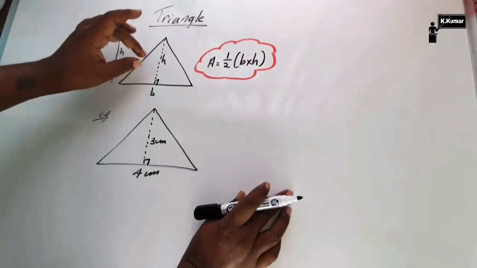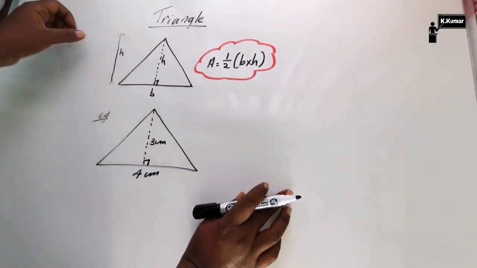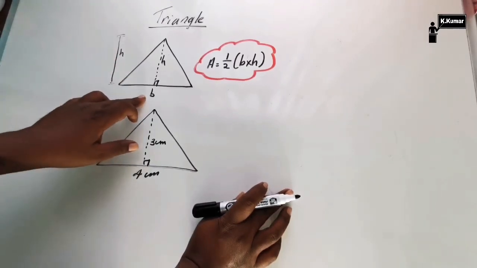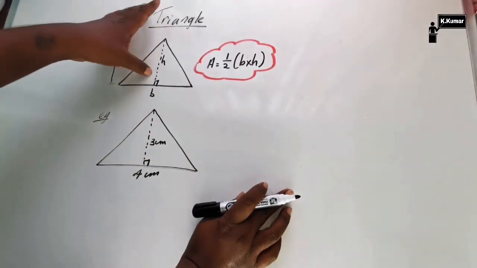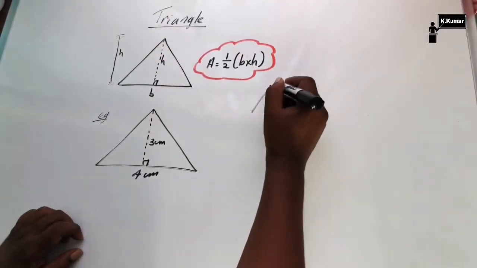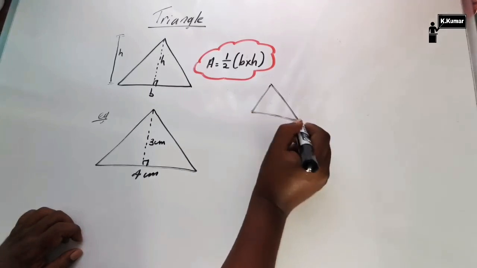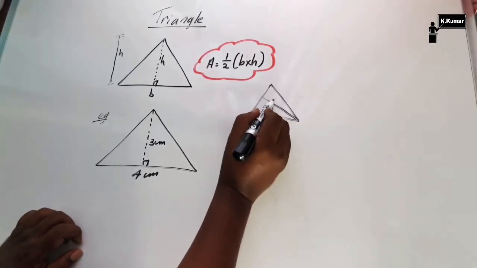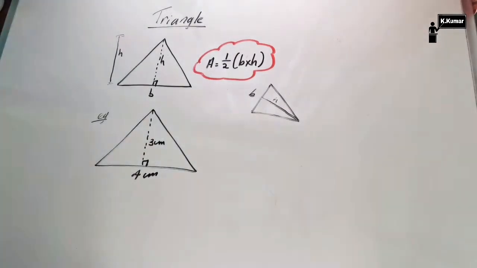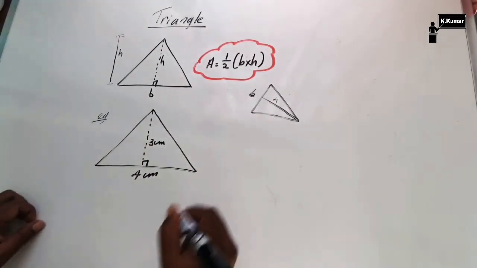So if it's inside, it's in the middle, or sometimes it's outside. Always know that the base and this height form a 90-degree angle. So if your triangle is looking like this and they gave you this as the height, just know that this is the base. Now let's look at an example.